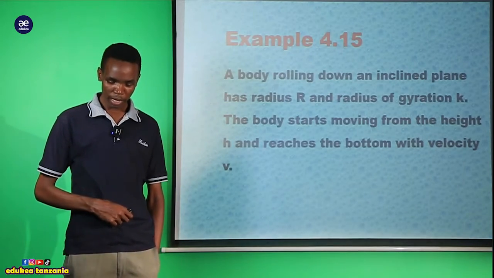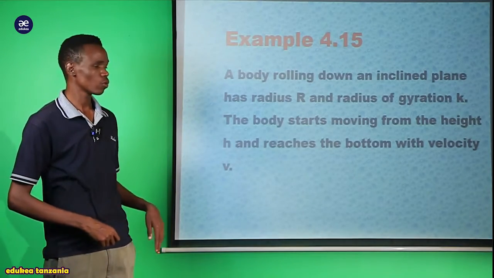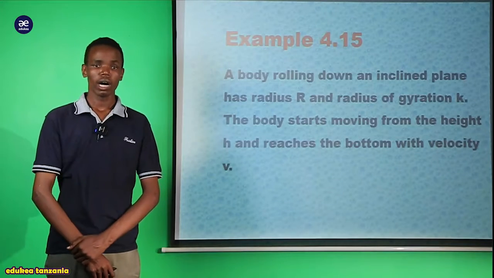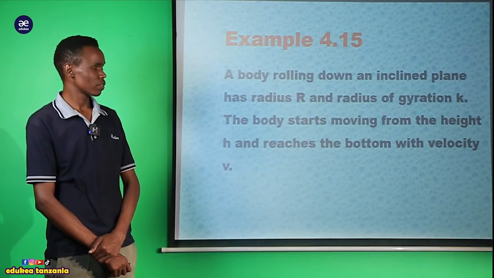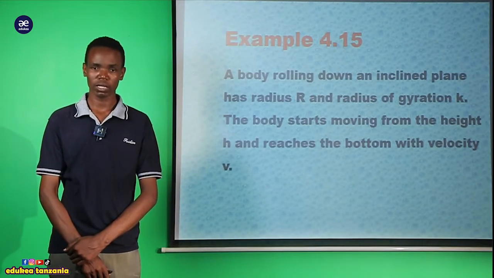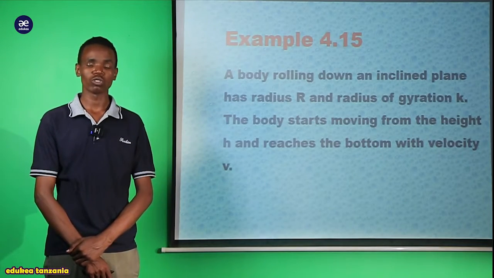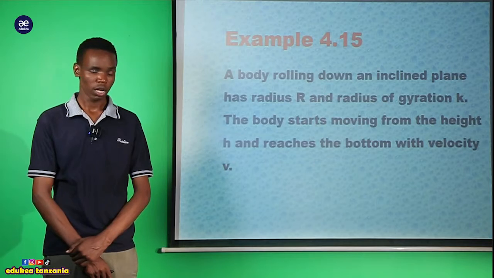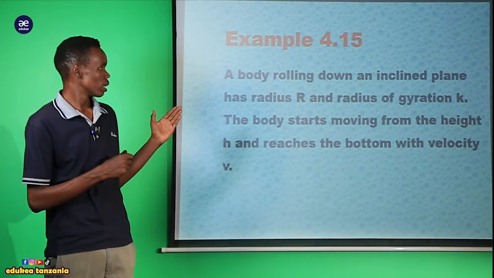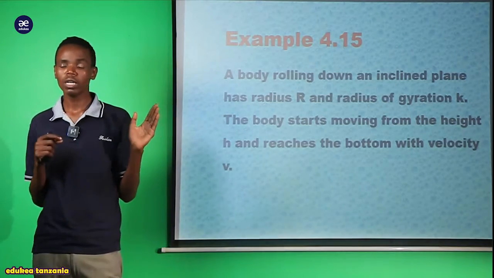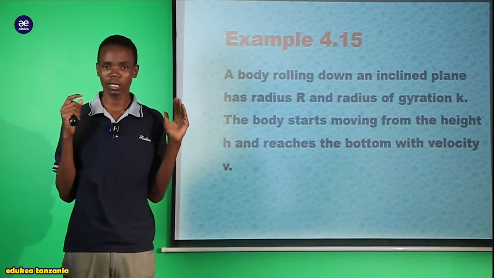So after this one, my dear students, let us look at another example. Our example number 15 for our first topic gives an overview of what we tried to see in the past lectures. We say that our example is explaining the rolling of rigid bodies.